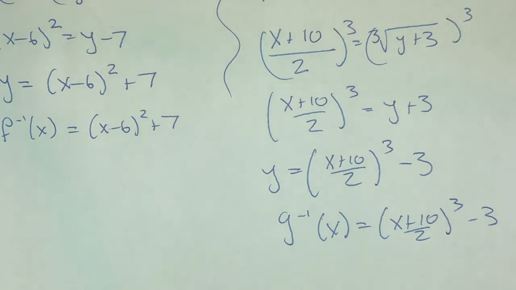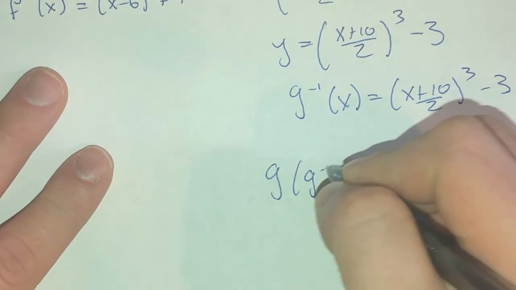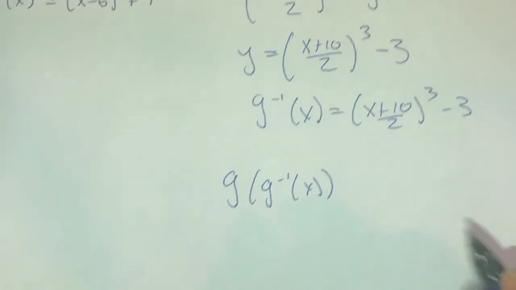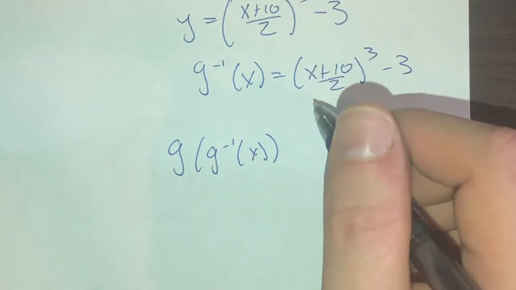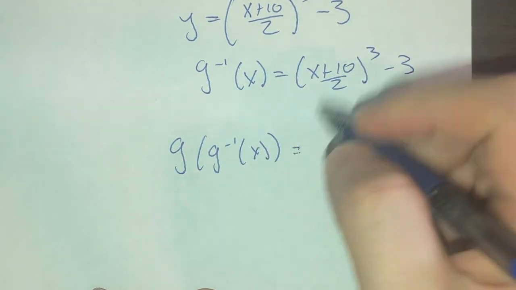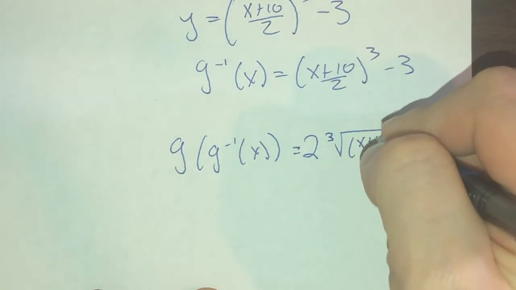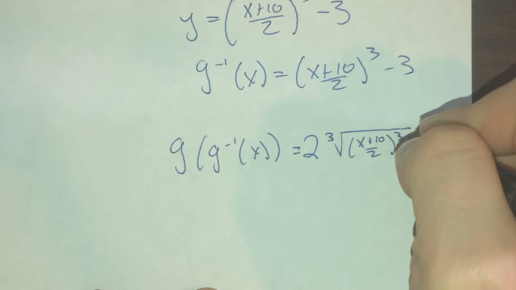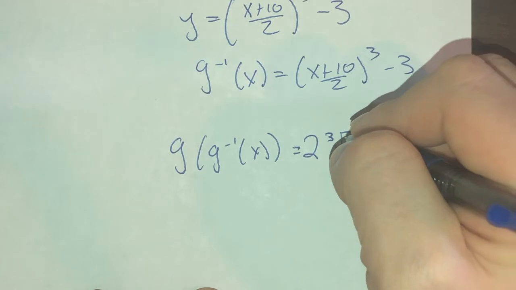So I want to take a second and use composition to show that these are inverses. I'm going to start by doing g of g inverse of x. So I'm going to take g inverse and plug it into g. If you don't know how to do this, again, please go back and look at my video on compositions. So g is 2, and now here I go. x plus 10 over 2 cubed minus 3. Okay. That's the thing that's getting plugged in.